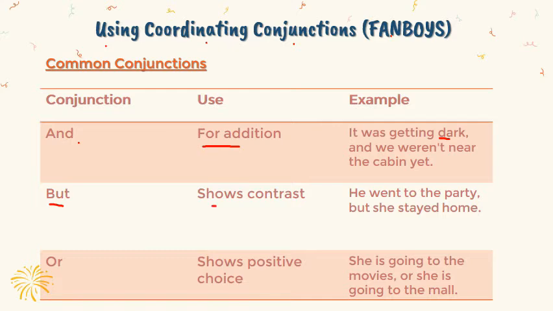"But" I use to show contrast. For example, he went to the party but she stayed home. Or, I use "or" to show positive choice. She's going to the movies or she's going to the mall.